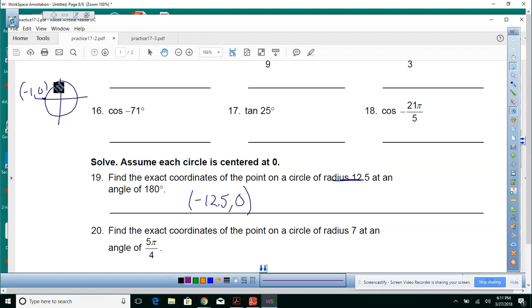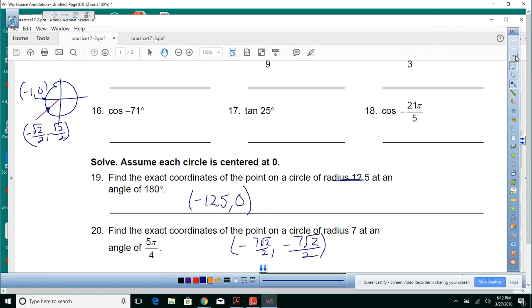Well, that's 0 and that's pi. So 5 pi over 4 is going to be over here, right? And those coordinates there are negative the square root of 2 over 2 and negative the square root of 2 over 2. All right. So if we have a radius of 7, we're going to multiply both of those by 7, and that's going to give you negative 7 times the square root of 2 over 2 and negative 7 square root of 2 over 2. And there's those points.